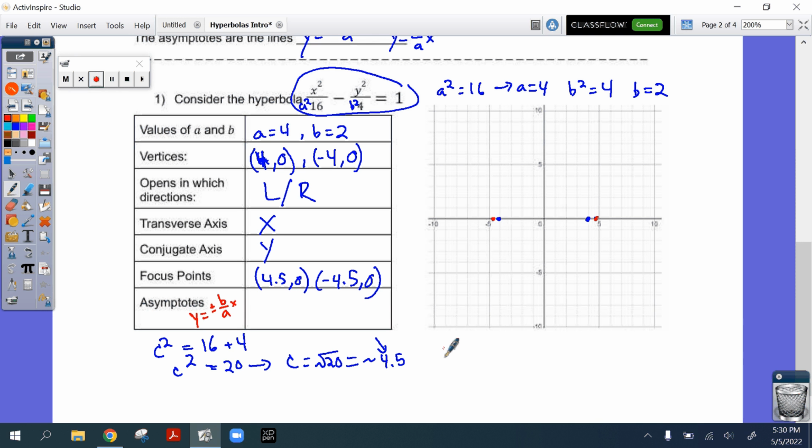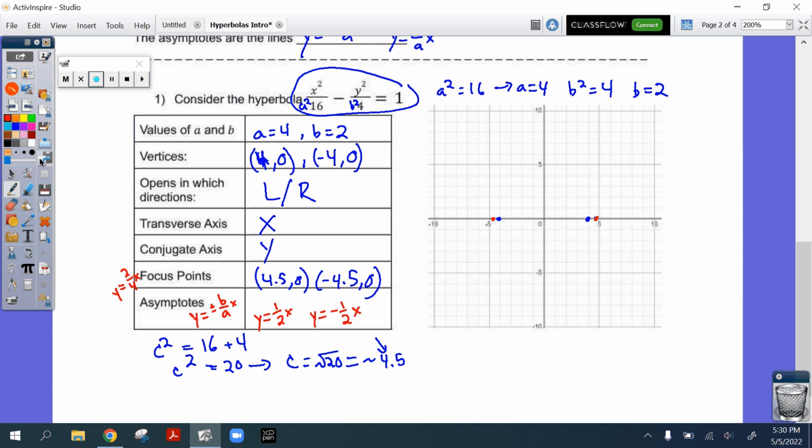Okay, lastly, the asymptotes. Remember, y is equal to plus or minus b over a x. Well, what's b? B is 4. Sorry, b is 2. A is 4. So we're going to say y is equal to 2 over 4x. So what's 2 over 4? It's 1/2. Y is going to be equal to 1/2 x, and y is going to be equal to negative 1/2 x. It's going to be positive and negative.